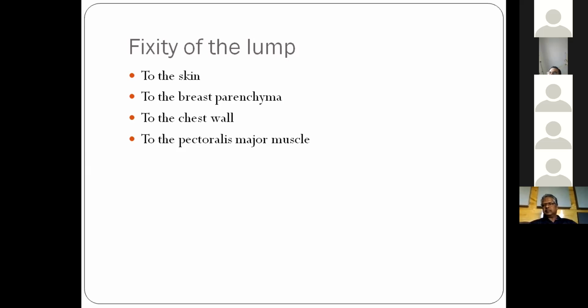How do you elicit it? You have to fix the breast with one hand and try to move the lump within the fixed breast parenchyma with the other hand. If you feel the movement clearly, it means it is mobile within the breast parenchyma. If you are not able to feel that mobility, it means it is fixed to the breast parenchyma. Fixity to the breast parenchyma indicates more towards it being malignant.